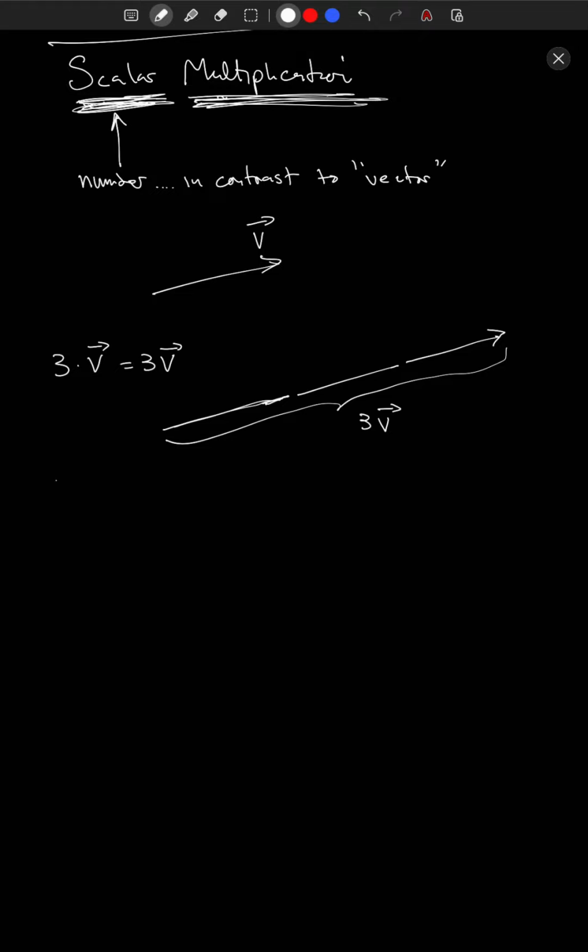In the same way, if I want to talk about 1/2 v, that would be a vector in the same direction as v, except only half the length of my original v. Let me draw it like this, 1/2 v, and then put dotted lines to indicate what v would have been.